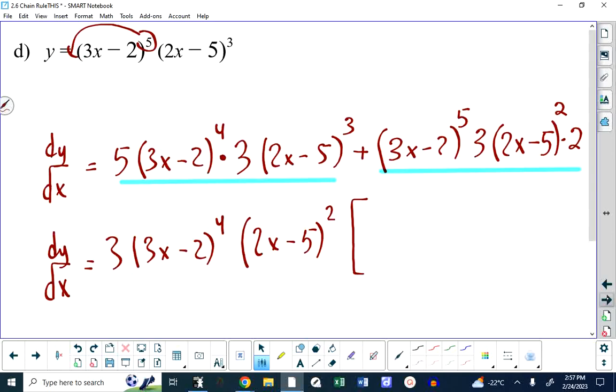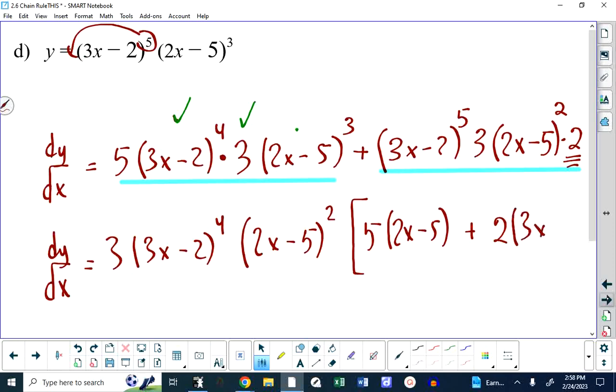What do we have? We're left over with a 5 here. We've taken out all of these. We've taken out the 3. We've taken out 2 of these, so we're left with that 3. Nope, I made a mistake there. We took the 3 out, we're left with a 5. Times we have a 2x minus 5. Out of the second one, we took out a 3, so we're left with this lonely 2 over here. We took out all the 2x minus 5s. We took out all of the 3x minus 2s except for 1.